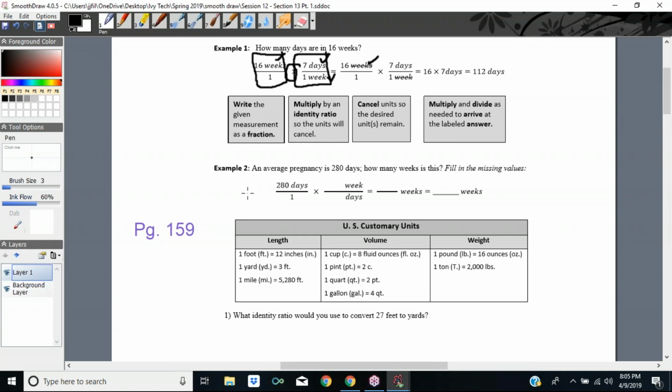So let's look at this example number 2. It says an average pregnancy is 280 days. How many weeks is this? And so we say, okay, since we're starting with days, we want days to be in the denominator of our conversion factor so that they cancel out, because with multiplying fractions, you can cancel numerators with denominators. So 1 week is 7 days. And so we'd have 280. So we multiply across the top, multiply across the bottom, 280. Weeks is the units that's left. And then we would just reduce it to 40.